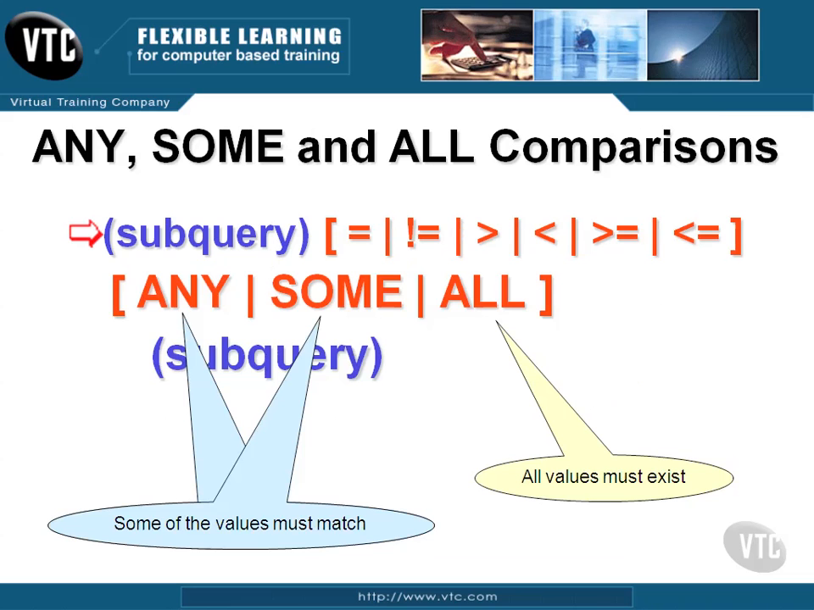And then there's any, some and all comparisons, which allow you to check two sets of information against any of a set, some of a set, and all of a set. It is basically as it says it is.